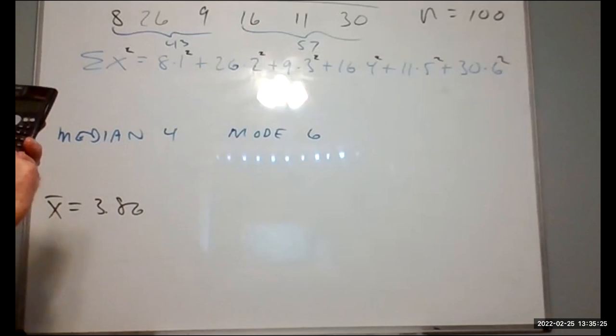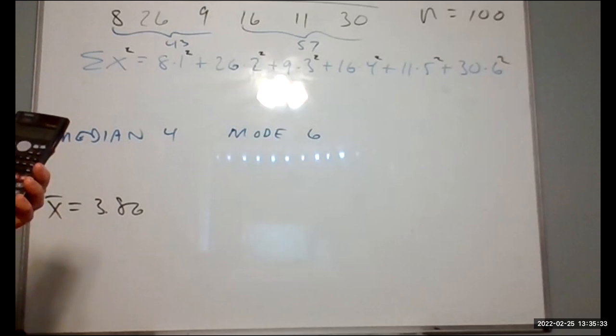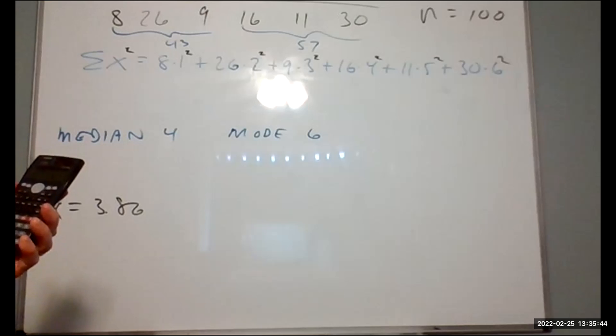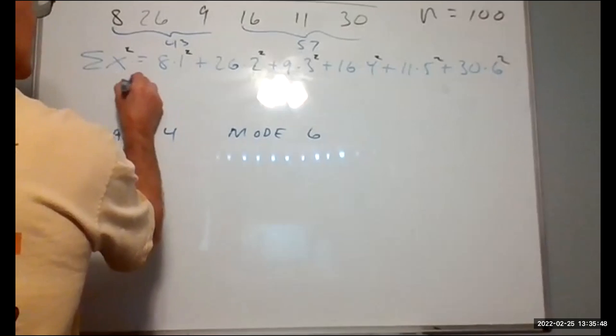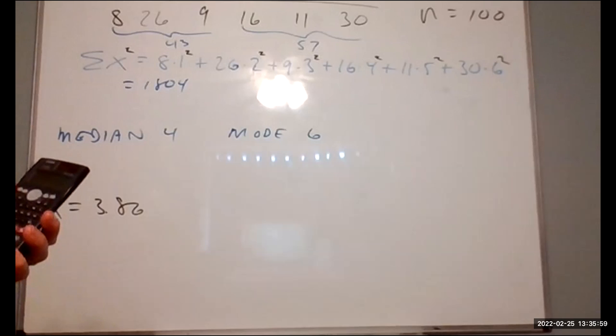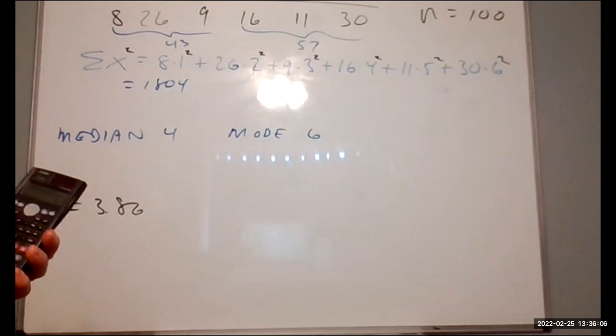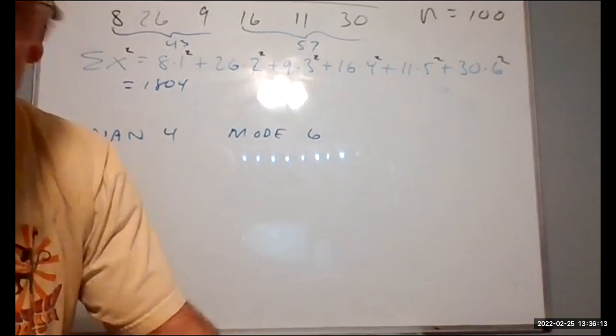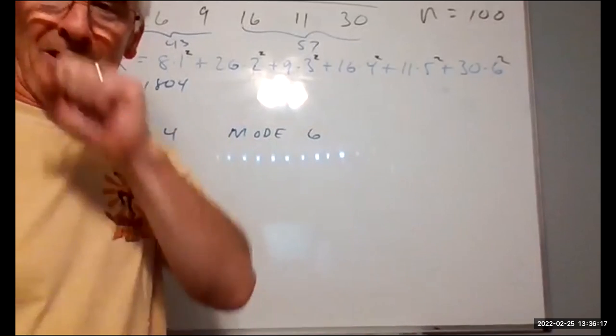Anyway, okay, so hold on. So 8 times 1 squared plus 26 times 2 squared plus 9 times 3 squared plus 16 times 4 squared plus 11 times 5 squared plus 30 times 6 squared. I always do it twice. I got 1804, and I'm going to do it a second time just to be sure. I make misentries just as often as you do. And I got the same thing twice. That makes me believe that I did it right, because you're not going to have the same wrong answer twice. That's just not going to happen.